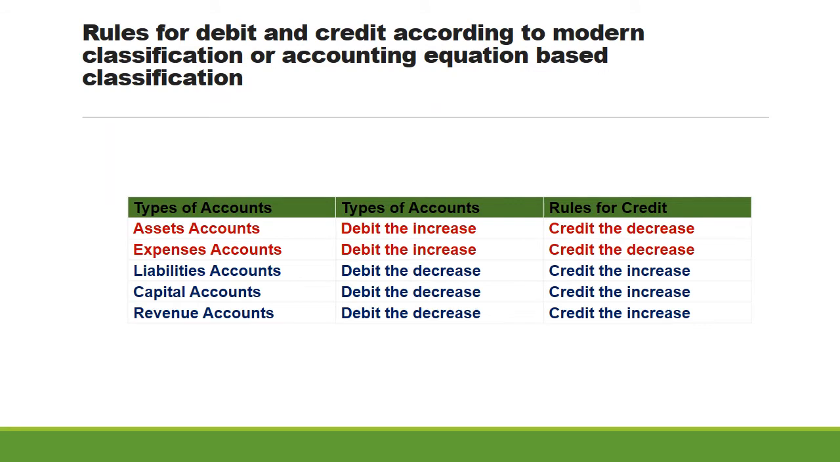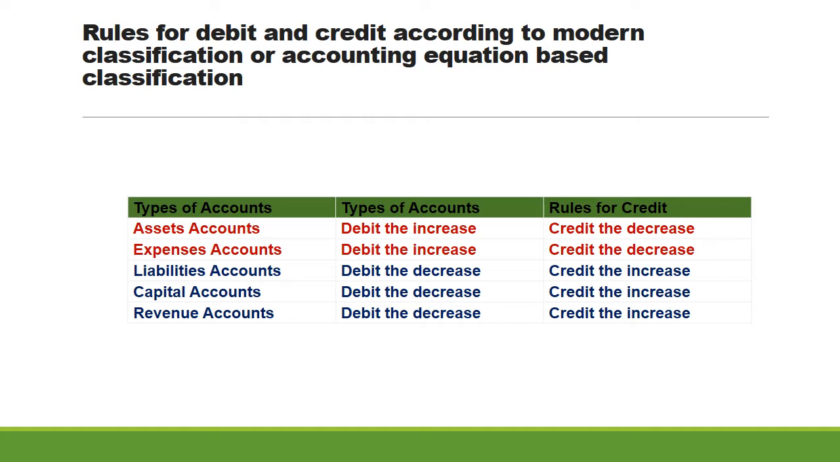Now, before starting revision of journal entries, we should revise the rules of debit and credit as per modern approach first. As per modern approach, we will divide accounts in 5 categories. Those categories are assets, liabilities, capital, revenue and expense. And as we know, asset and expense are of similar nature. It means whenever there is increase in them, we must show it on debit side. Whenever there is decrease in asset and expense, it must be shown on credit side.